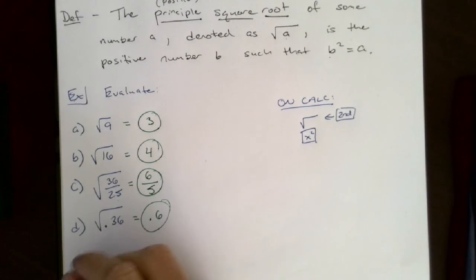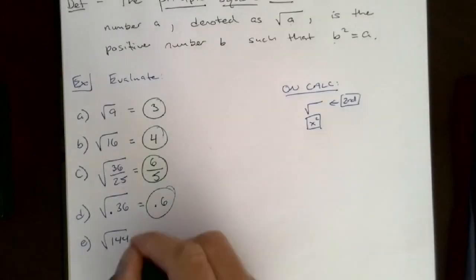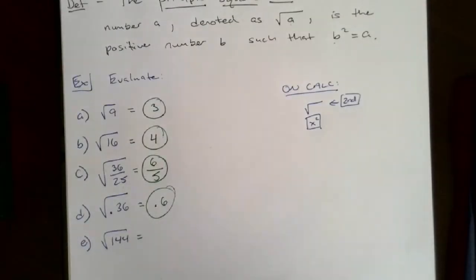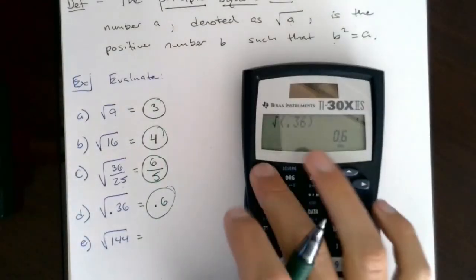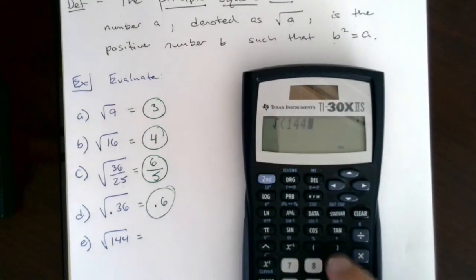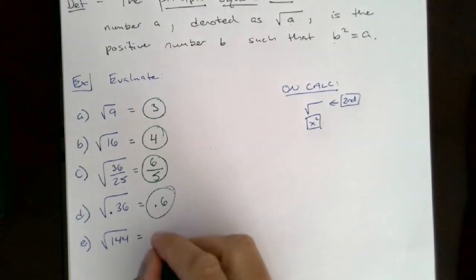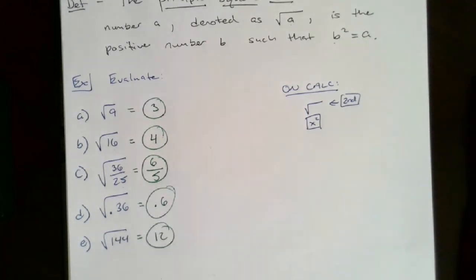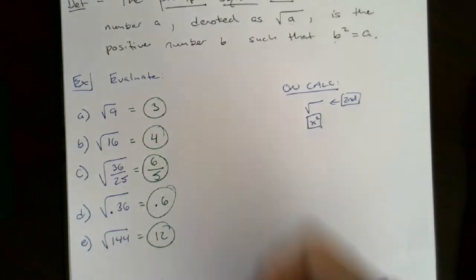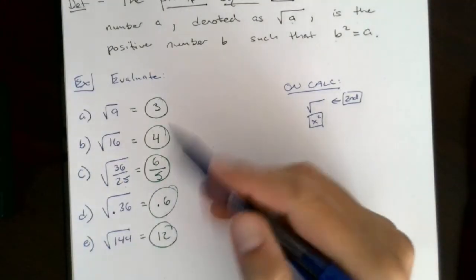If I said I had the square root of 144. Now, let's say you didn't know it. You'll hit second, square root 144, and we get 12. So that means 12 times 12 gives you 144. It's probably one you should have known. But if you didn't, make sure you check it on your calculator. And notice these are all coming out evenly.